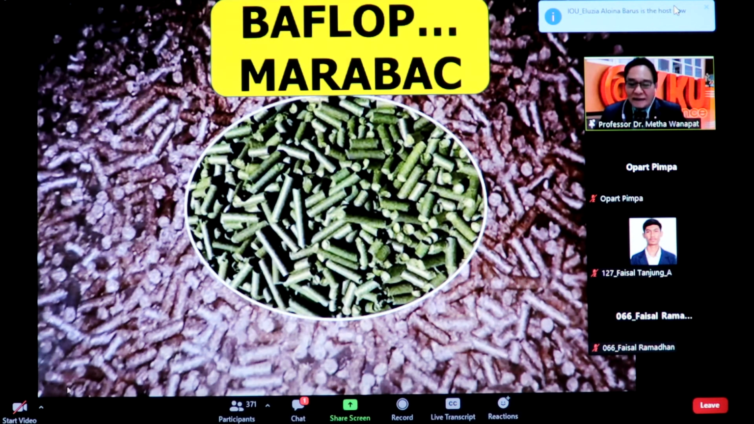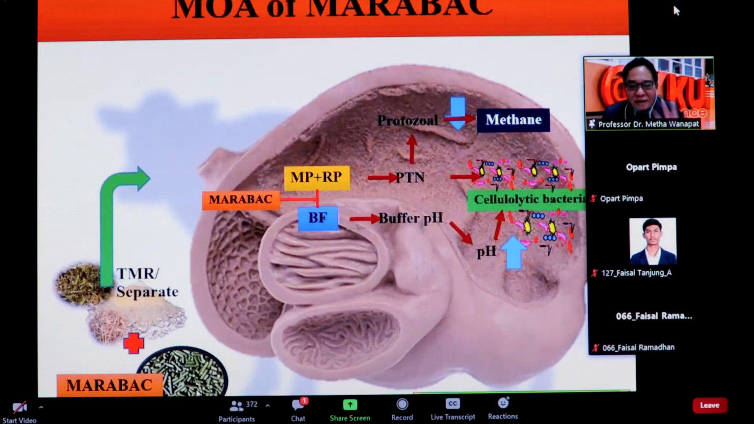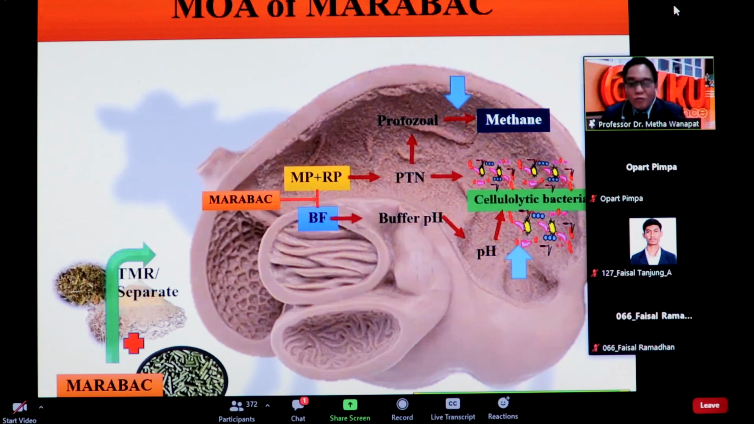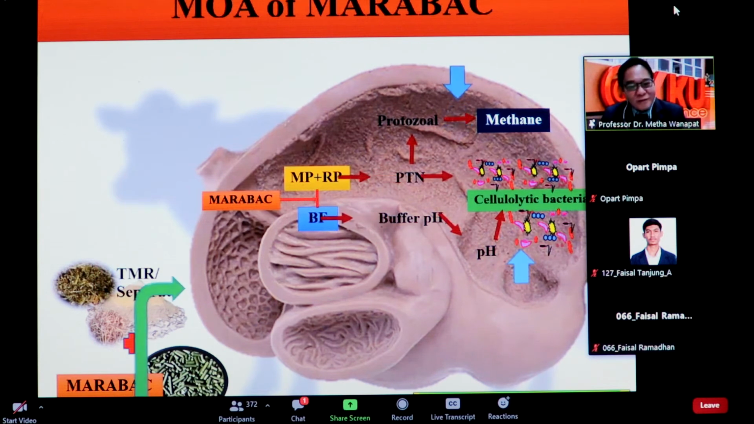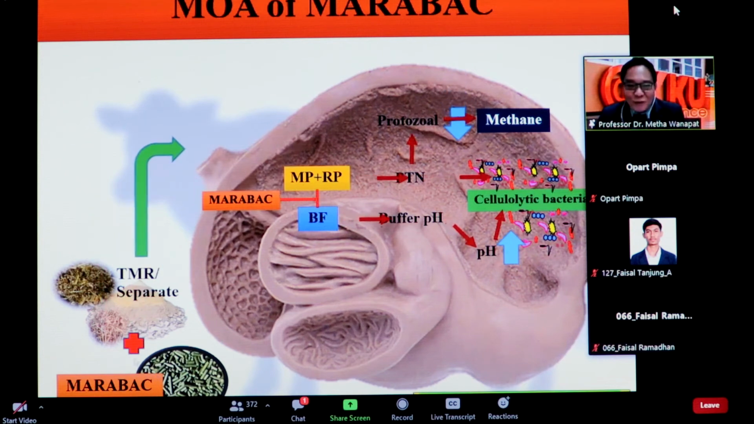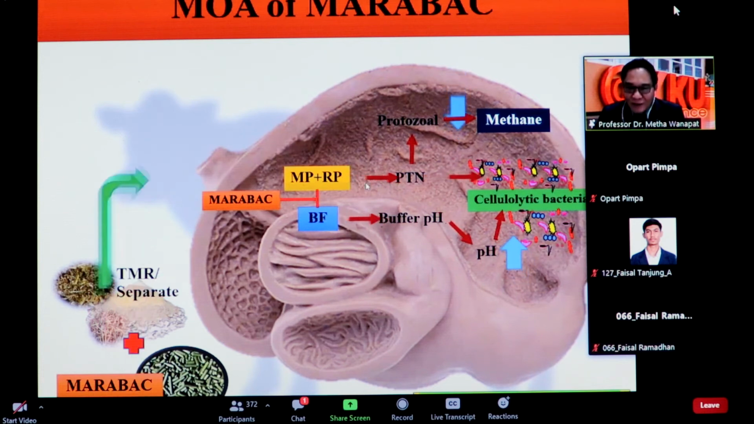Currently, there's a product that we developed in a pellet like that. We call it Barflop, and the latest one is Marabac, which was just recently published. This Marabac is a combination of peels from mangosteen fruit peel, banana peel, and also, anyway, it's a fruit peel. Fruit peel, three or four kinds. You will see later that it will impact the rumen fermentation.